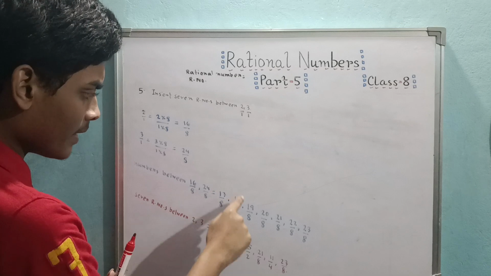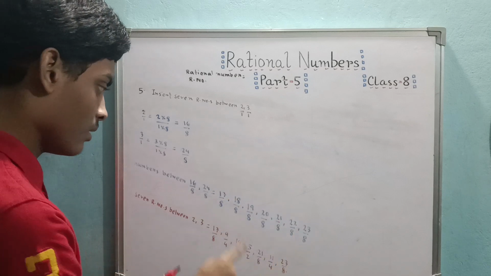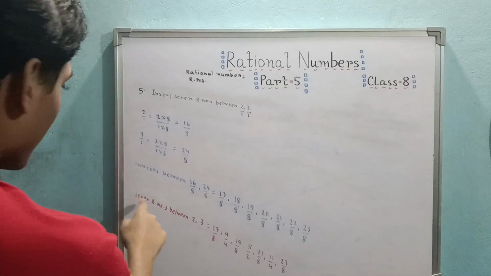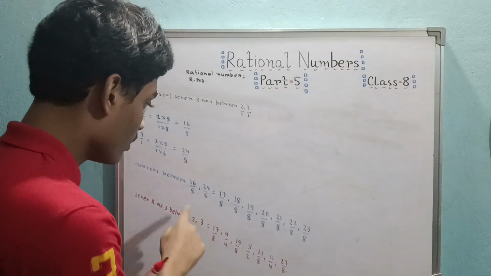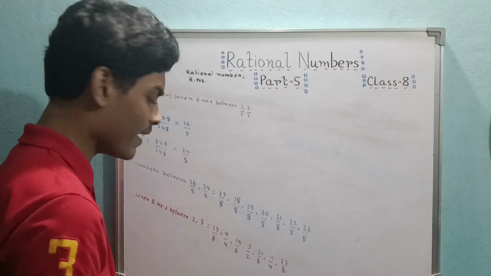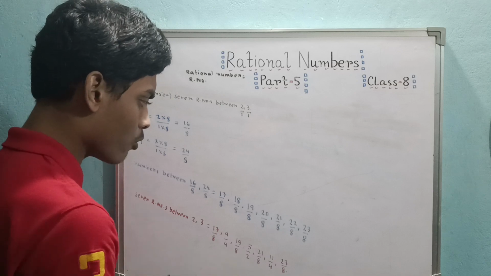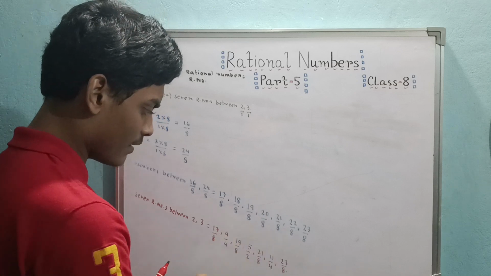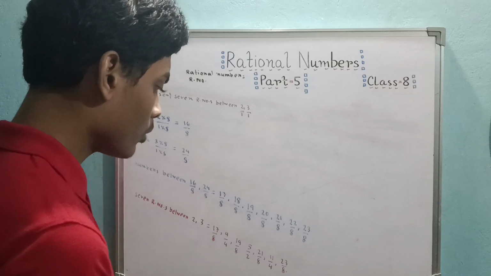Then 17 by 8, 18 by 8, 19 by 8, 20 by 8, 21 by 8, 22 by 8, 23 by 8. Then the 7 rational numbers between 2 and 3 are what? 16 by 8 is 2 and 24 by 8 is 3. 17 by 8, then 18 by 8 simplifying 9 by 4. 19 by 8 simplifying 19 by 8 only, nothing else. 20 by 8 if you simplify, you get 5 by 2.